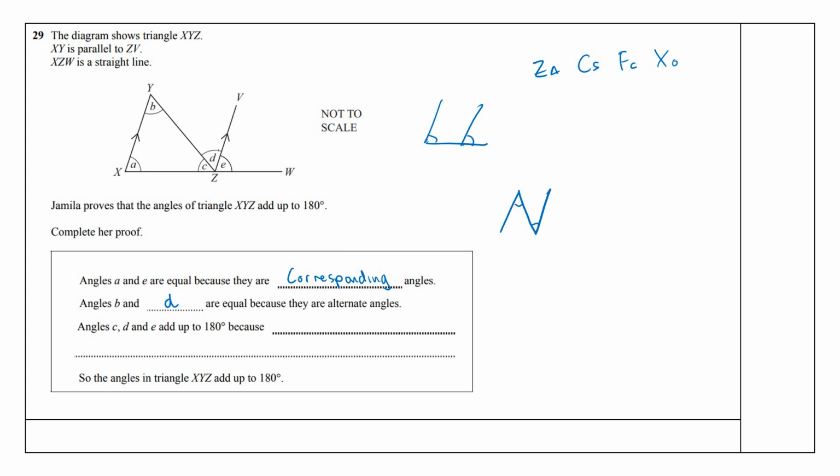Angles C, D, E add up to 180 degrees because they form a straight line. And so the angles in XYZ add up to 180 degrees, because we found out that B is the same as D, so that means C is B. And we found out that A is the same as E, so that means C, B, A, which is the triangle, must add up to 180 degrees because C, D, E adds up to 180 degrees.